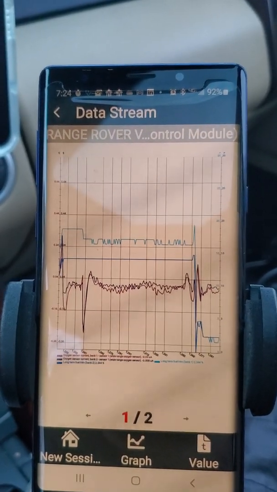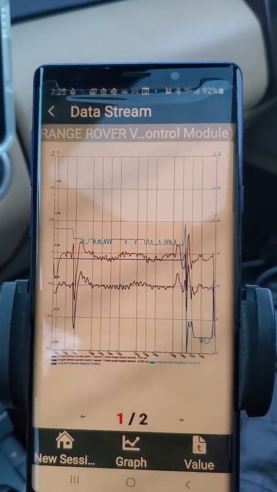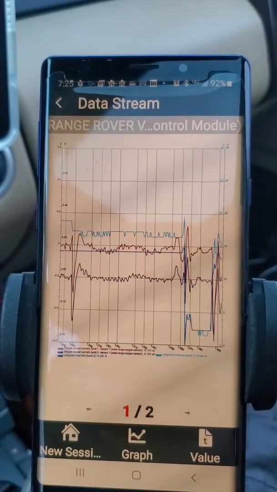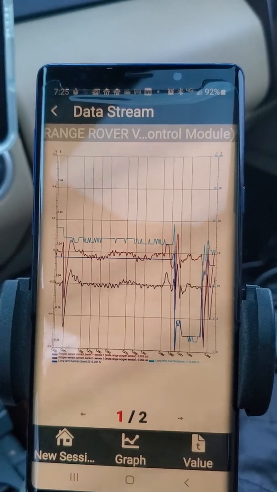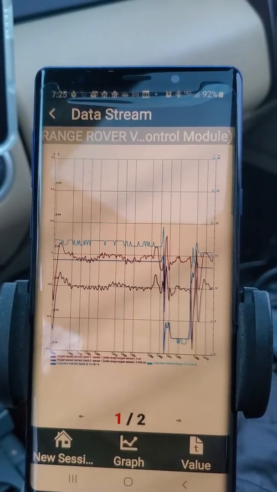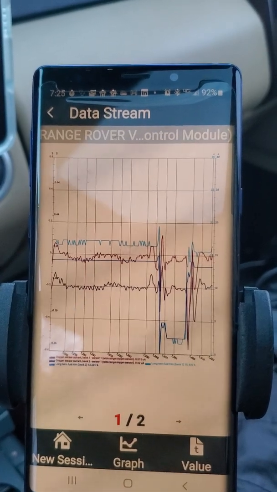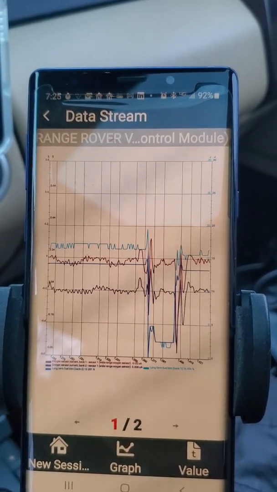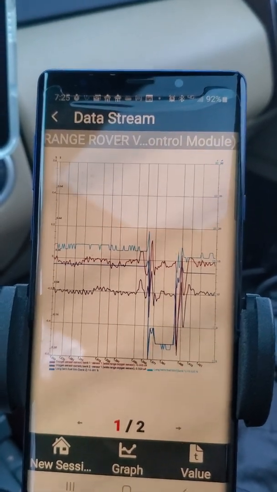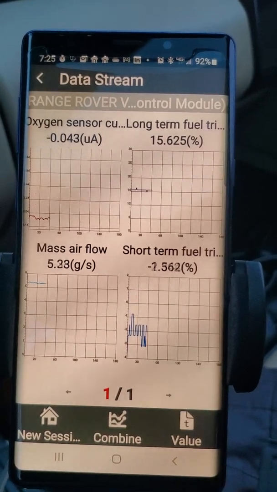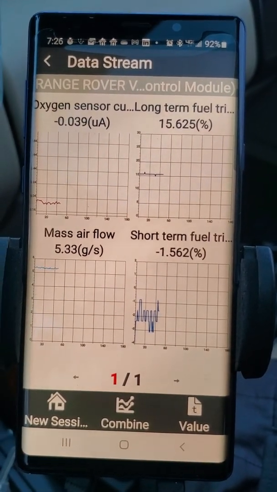I'm now just gonna come off, go back to idle, and then only display one of the fuel trims, one short term, one long term, one O2 sensor on and the mass airflow on one graph, and then I'll do the same thing for bank 2. So these are the values for bank 1.